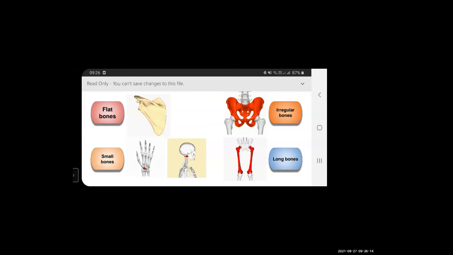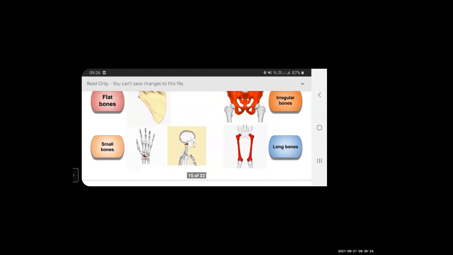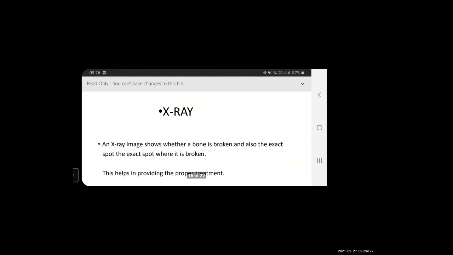Do you all know what an X-ray is, children? What does the doctor say? The doctor says to take an X-ray. If a bone is fractured, the doctor doesn't understand from the part above the skin, so he tells us to take an X-ray. By that X-ray, the doctor can understand easily where the exact crack has been done.